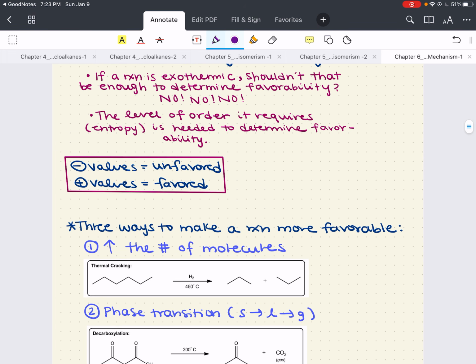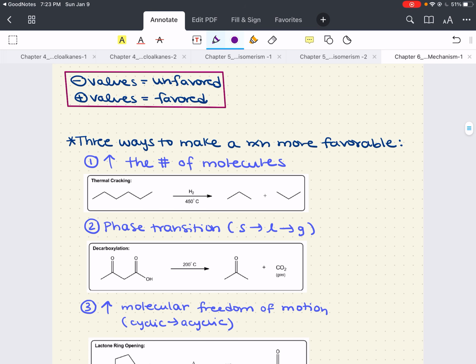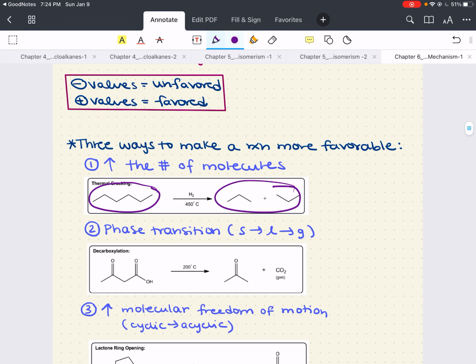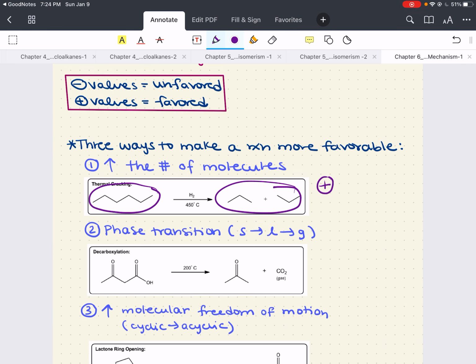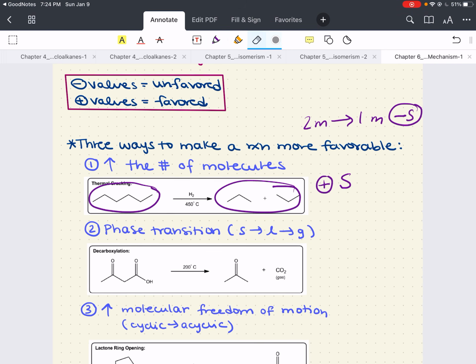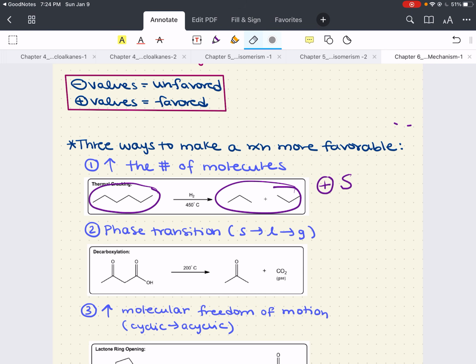The three patterns are, first, increasing the number of molecules. If you start off with one mole and end up with two, you're increasing the number of molecules. If this happens, then your reaction has positive entropy. If it's the other way, if you have 2 molecules and you go to 1 molecule, that reaction has a negative entropy.